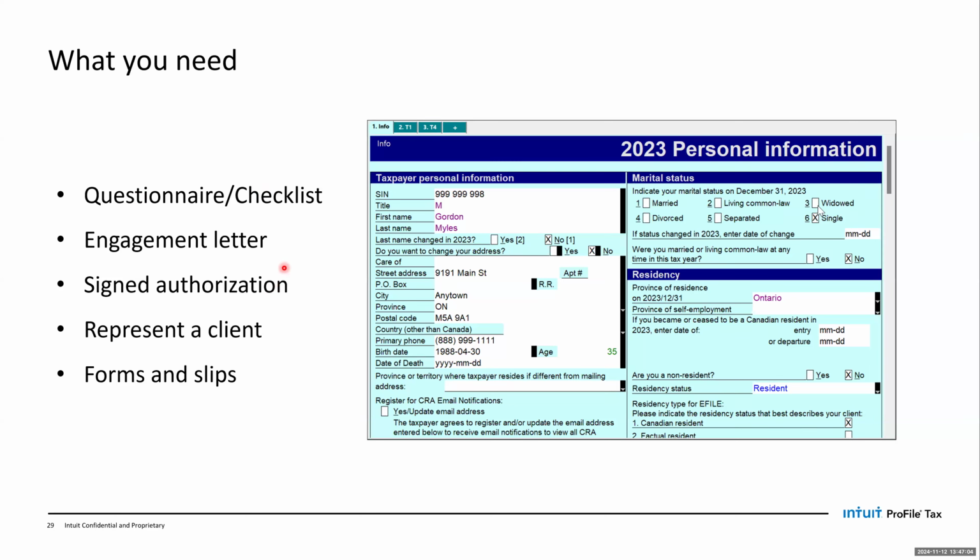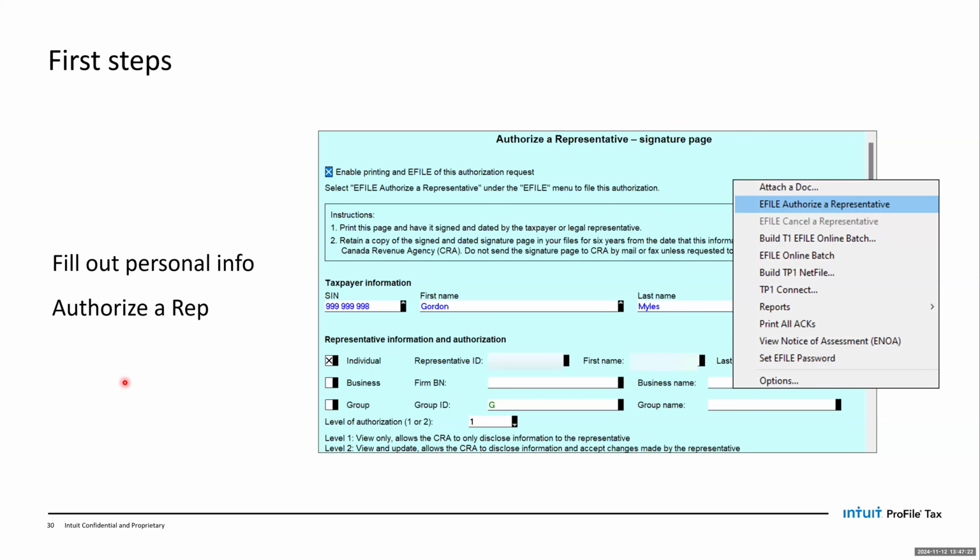Of course, you'll want your client to sign the authorization for the CRA so that you could go and visit CRA's website using Represent a Client. And of course, you'll need their forms and slips. And then as we already showed you, you can then start entering the information. And of course, filling out the authorized representative page is a crucial first step.